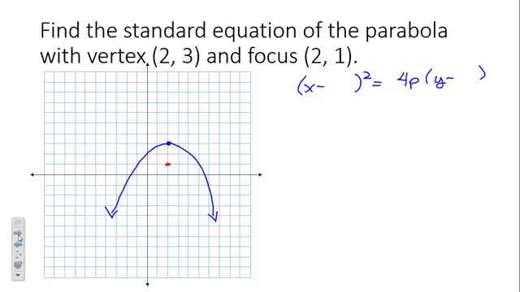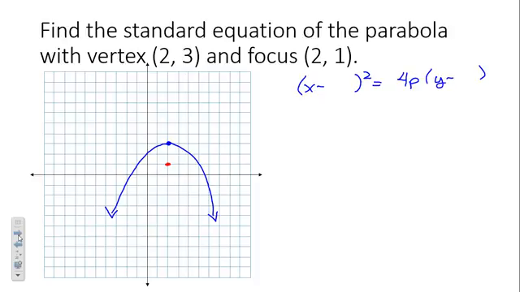The 4p is the number that is used to figure out how far the vertex and the directrix are. Always 4p. Our flashcards that we had yesterday didn't have 4p. They had something else, but that's what our book is using. Okay? So we got the general form.